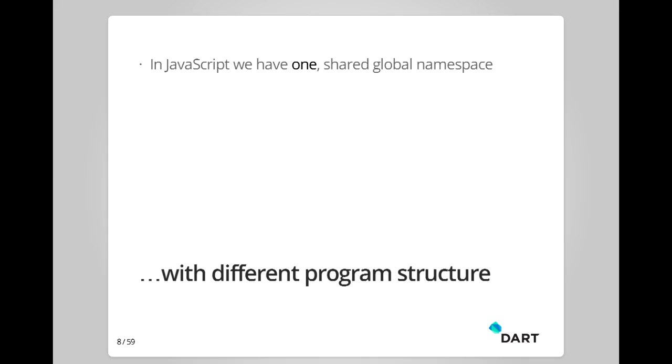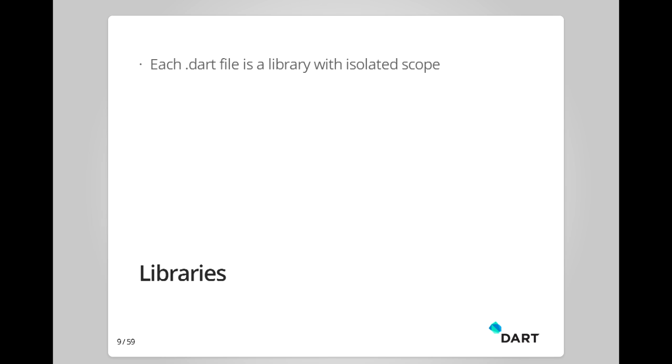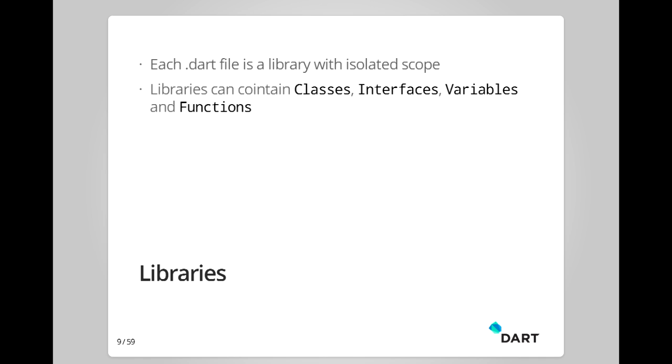In JavaScript, we have one shared global scope. And if you want to have something private, we just need to define anonymous functions and put all the variables there. Dart apps are just libraries. Basically, each Dart file is a library with isolated scope. And in that scope, we can define classes, interfaces, variables, and functions.